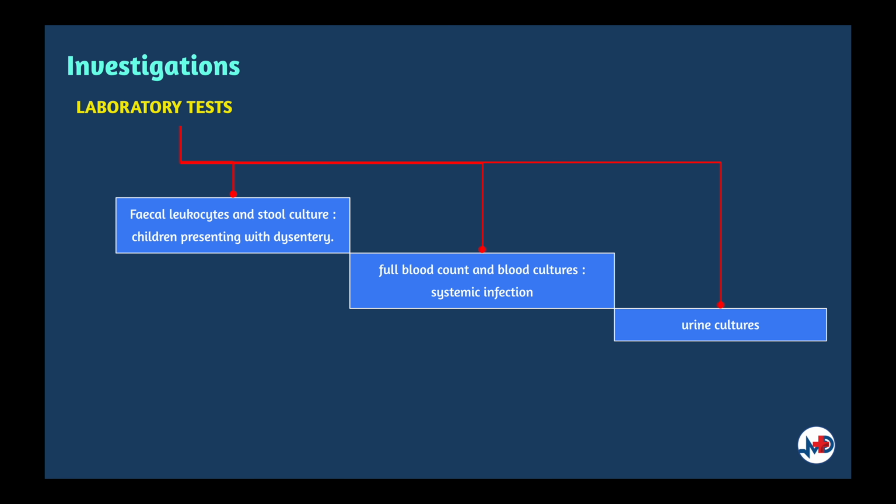Among the lab investigations that can be carried out include fecal leukocytes and stool culture, especially in children presenting with dysentery, full blood count and blood cultures where systemic infection is suspected, and finally, urine cultures.